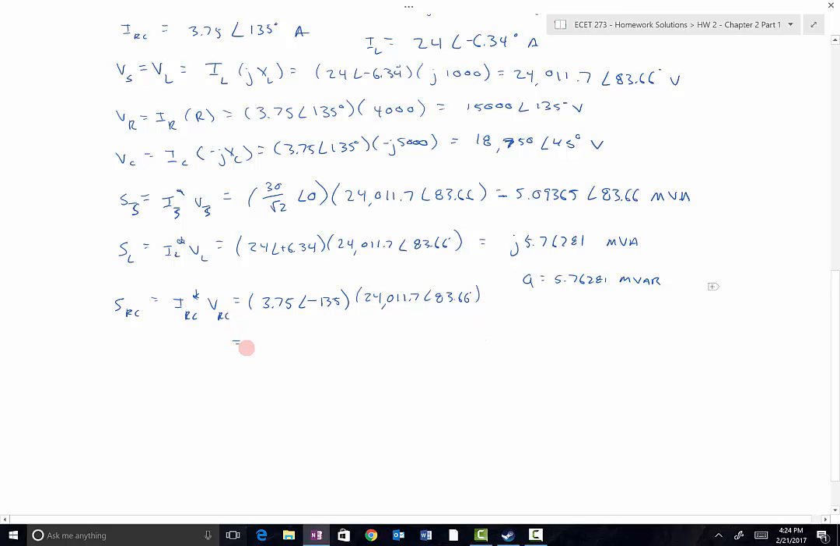And so that gives us a value of 56,250 minus j703,123, where that's watts and that is vars. So that's all due to the resistor. That is all due to that capacitor.